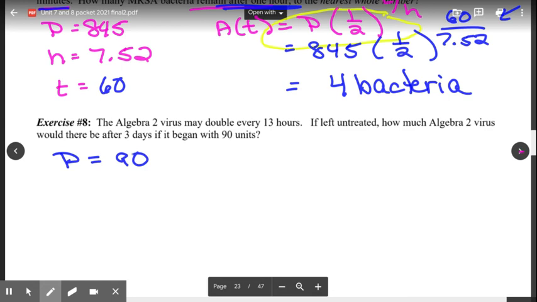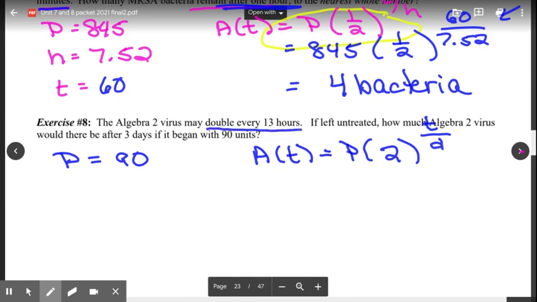Well, let's write the formula down. A of t equals our principal. Instead of multiplying by half, we're multiplying by 2. And instead of t over h, it's t, time, divided by our doubling amount. So it says it may double every 13 hours. So that means our doubling number is 13.